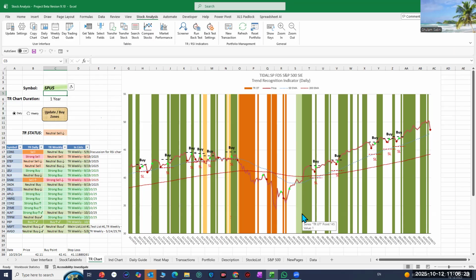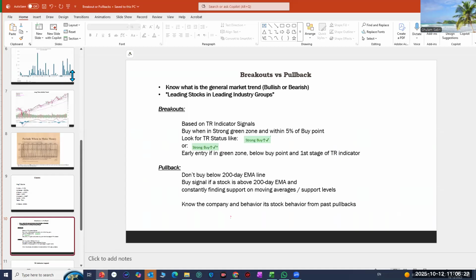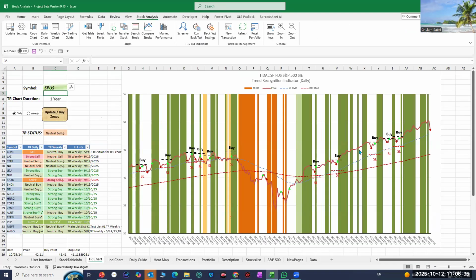Okay, so that's pretty much it. That's the explanation of the trends and the two different strategies, breakouts and pullbacks. I did not go into depth on the pullback strategy. The pullback normally works when you are in a strong green zone, and for some reason the stock comes down and tests this support line. This is a pullback, and then you might want to get on board on this pullback.